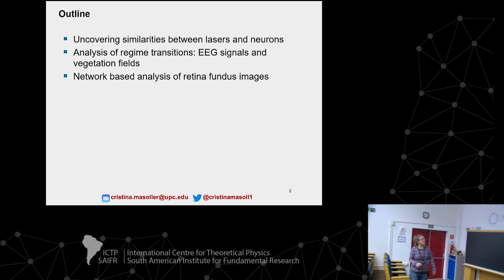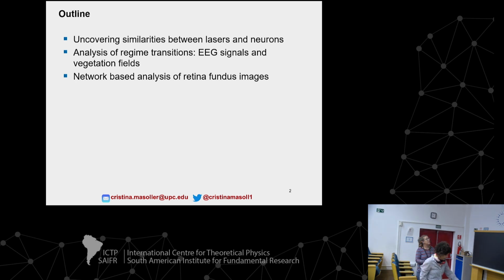So basically, the first part I want to explain is what techniques can we use to uncover similarities between lasers and neurons, and why do we care? And then we will analyze other methods to identify transitions. I will put examples of EEG signals and vegetation fields, but the techniques are quite generic and can be used for analyzing other types of dynamical behaviors in which there is some sort of change, tipping point, something that changes the behavior. You can detect a change in behavior. Okay.